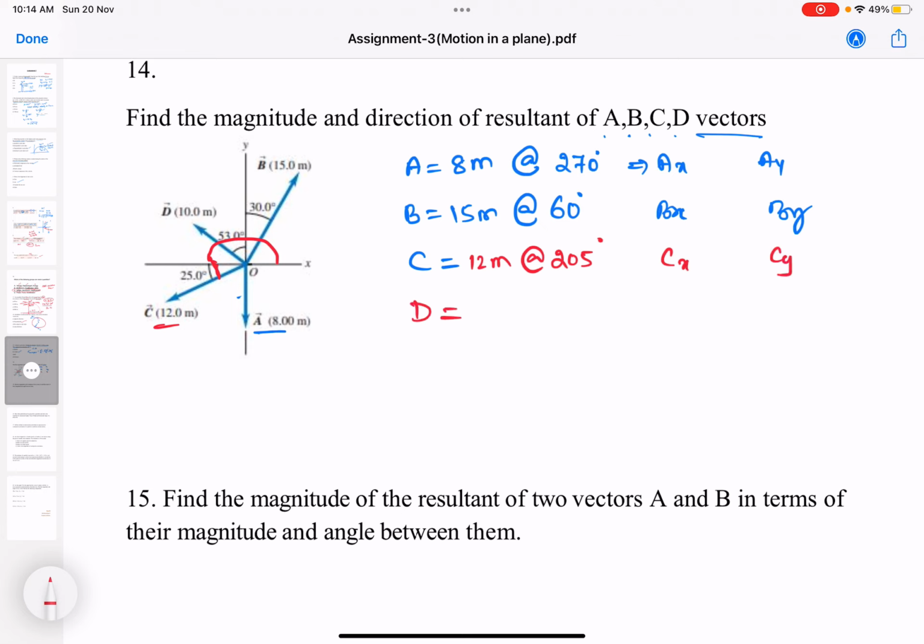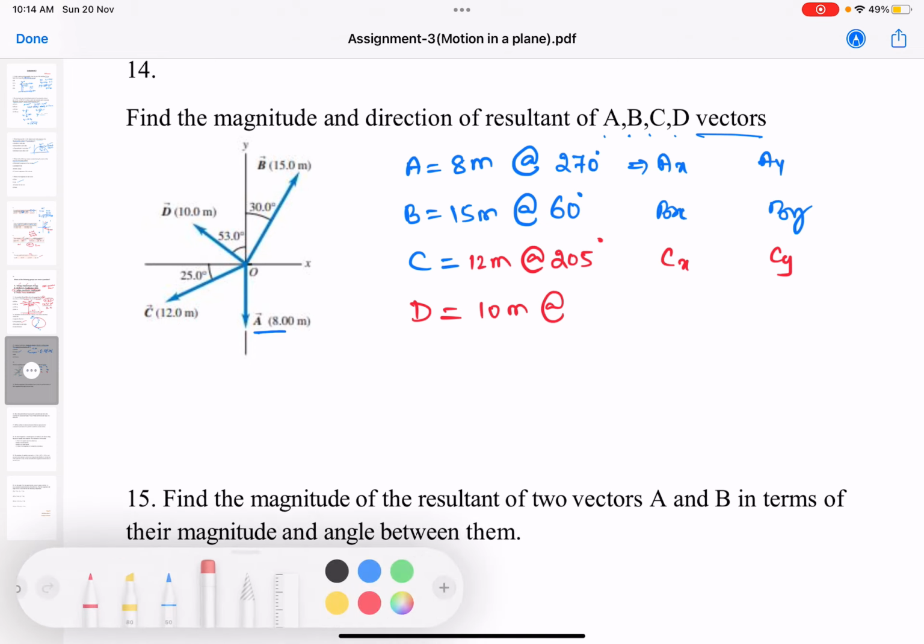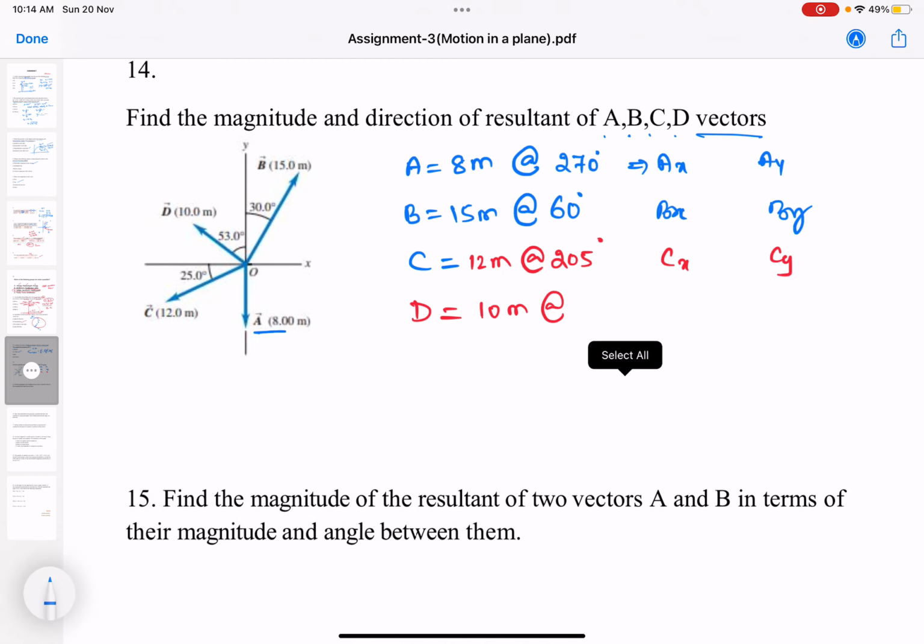And D, the magnitude is 10 meters at an angle of how much? D is at an angle of 90 plus 53, which is 143 degrees. So similarly, again solve Dx, Dy. So Ax plus Bx plus Cx plus Dx is Rx. Similarly, Ay plus By plus Cy plus Dy gives the answer for Ry.